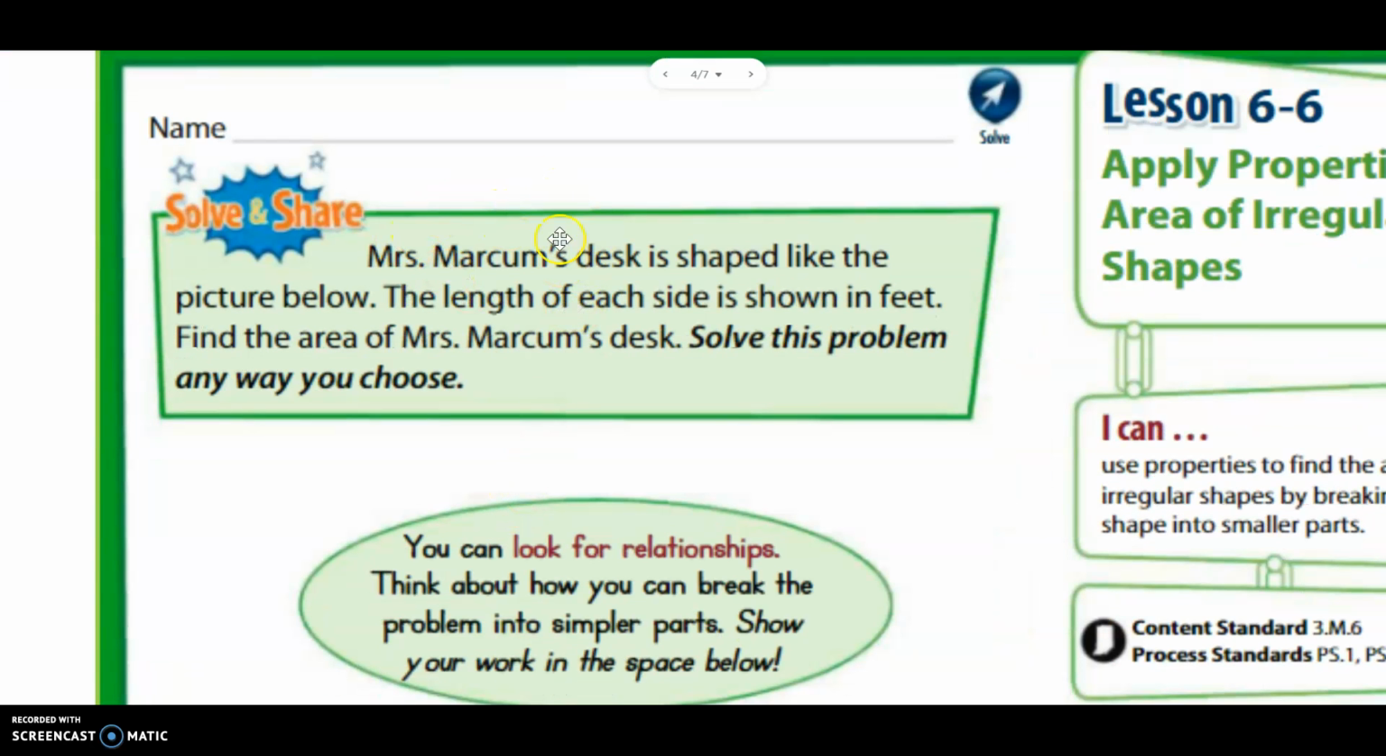Mrs. Markham's desk is shaped like the picture below. The length of each side is shown in feet. Find the area of Mrs. Markham's desk. Solve this problem any way you choose.